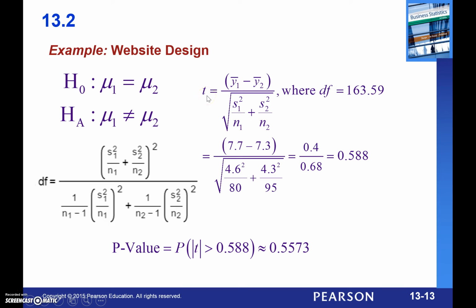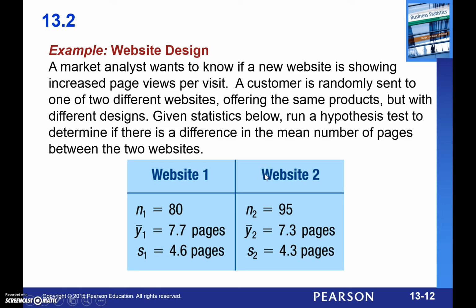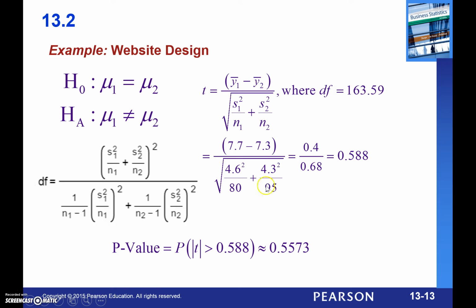So we're going to find a t-score. We take the mean number of pages viewed from website 1, subtract the mean number of pages viewed from website 2, divided by the standard error of y bar 1 minus y bar 2. If you match the numbers from the previous slide to here, you will see that they match what we have here, and our t-statistic becomes 0.588. So now we have to use our chart.